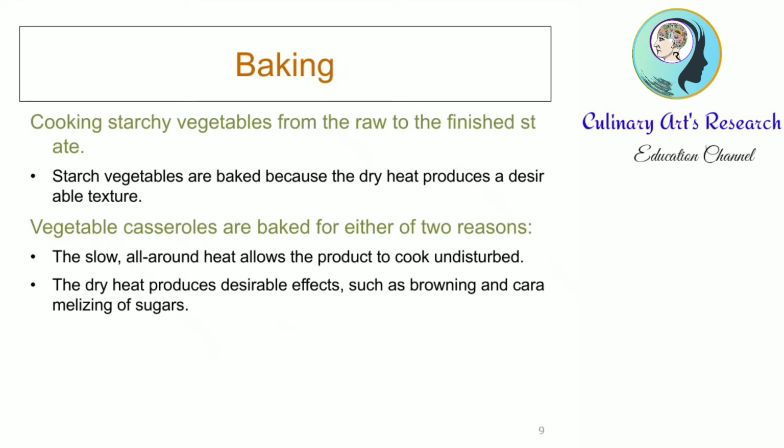Next is baking. Baking is cooking the starchy vegetable from the raw to the finished state, meaning you cook vegetables which have more starch. Starchy vegetables are baked because the dry heat produces the desirable texture. Vegetable casseroles are baked for two reasons. The slow all-round heat allows the product to cook undisturbed, and the dry heat produces desirable effects such as browning and caramelizing of the sugar.